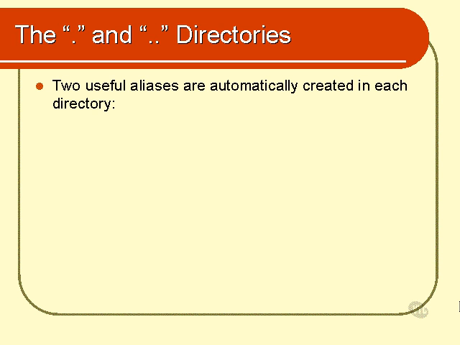They are aliases. Technically they're called links, but you don't know what links are yet because we haven't talked about links, but we're going to later. For now I'll just call them aliases or shortcuts or shorthand notation. And you'll find a dot and a dot dot alias in every directory. Let's have a look at what they mean.